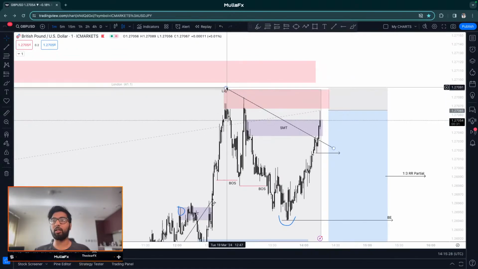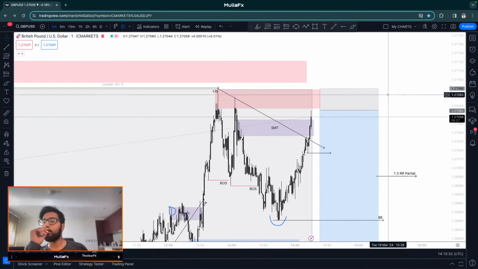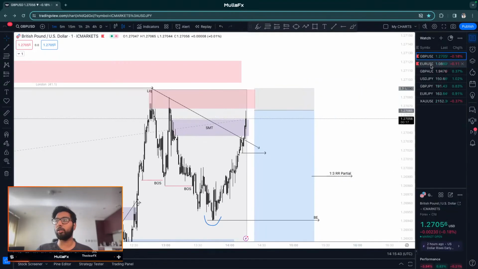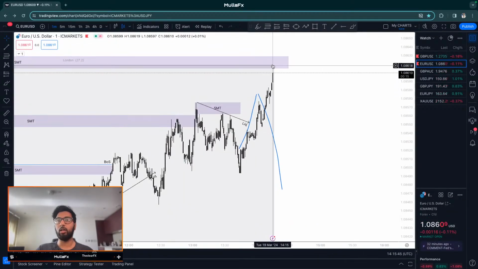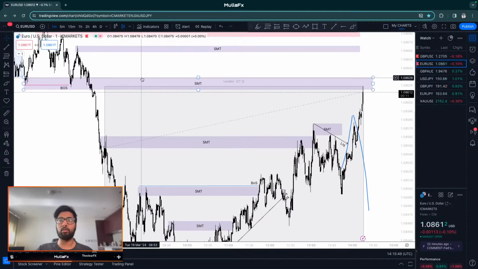Remember, we still have our liquidity over here. We have another liquidity area over here. So we are looking very close to entry, guys, very, very close. If I just look at Euro USD to see if there's any more confirmations, you can clearly see it's at one of our supply zones.